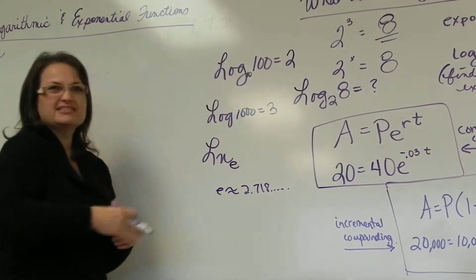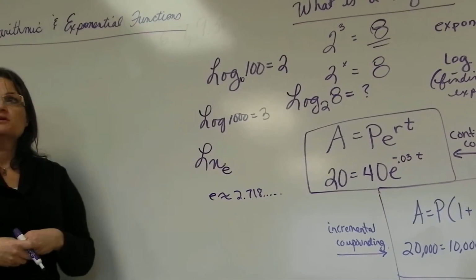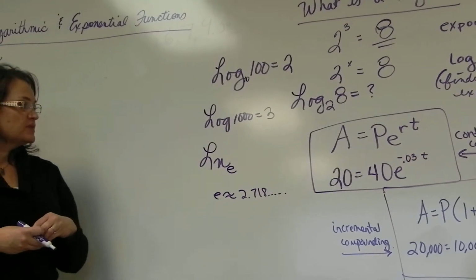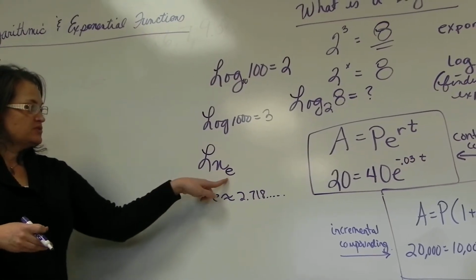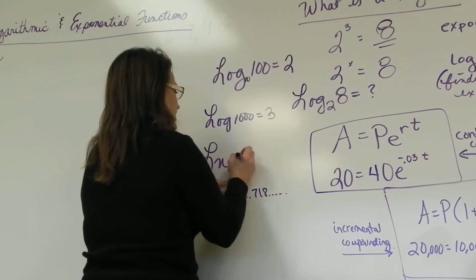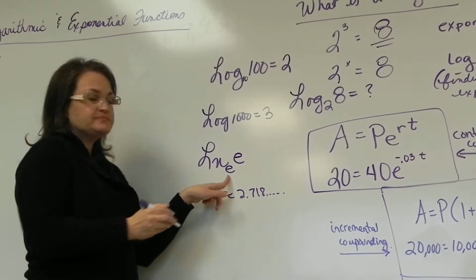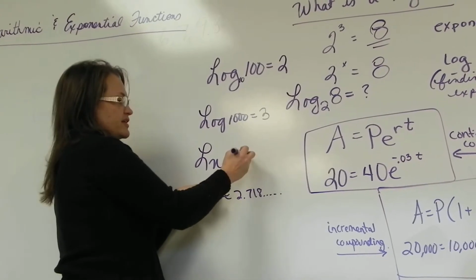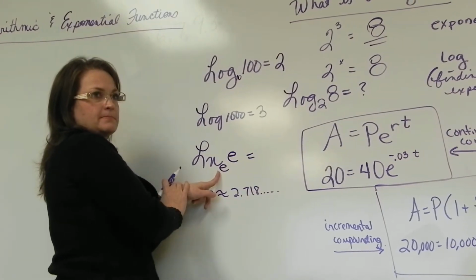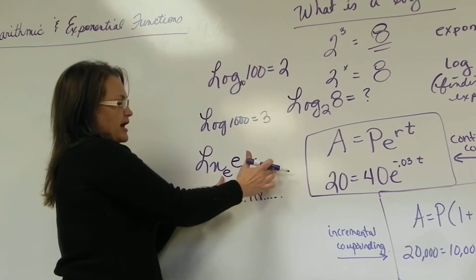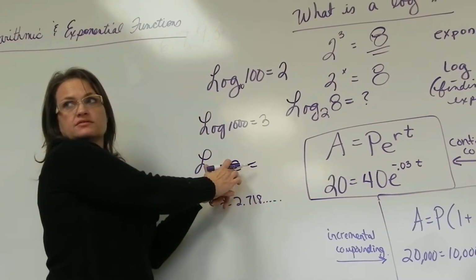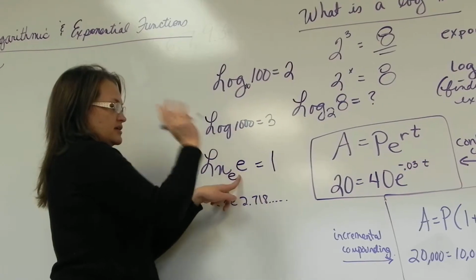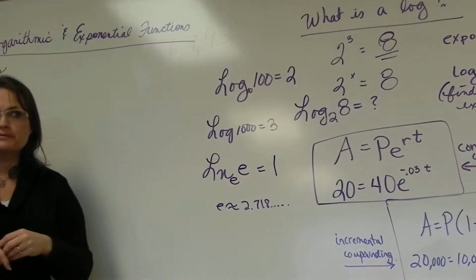It's like pi. It doesn't stop, it just keeps going. It's irrational, e, just like pi was irrational. So ln means we're talking about e. So if we did ln of e, that would mean e to what power is e? So what do you think that's going to be? e to what power would be e? 1. And you can type that on your calculator. ln e equals, and it comes out with 1.